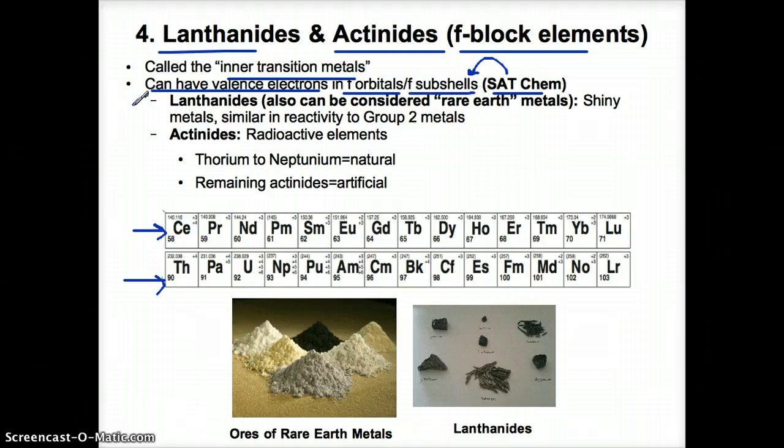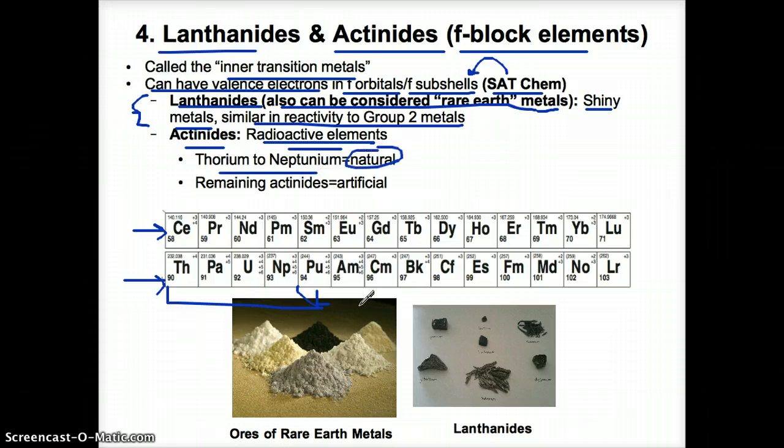All right, now lanthanides also can be considered rare earth metals. The reason for that is because they're rare on Earth. And lanthanides are very shiny metals that are similar in reactivity to group 2 metals since they're so close to them. Finally, actinides tend to be very radioactive elements. Specifically, thorium, atomic number 90, to neptunium, atomic number 93, tend to be naturally radioactive elements. On the other hand, the remaining actinides from Pu all the way to the N tend to be artificially or man-made radioactive elements. Okay? So make sure you know that.